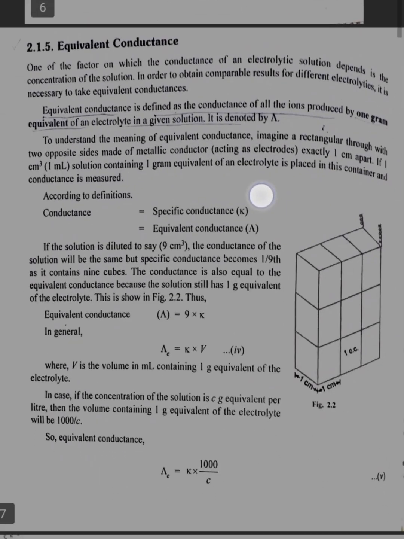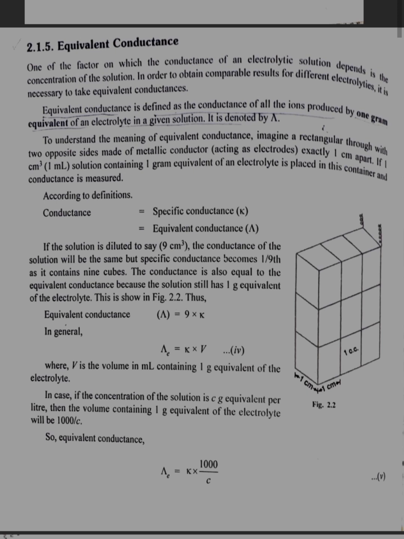Now, equivalent conductance. One of the factors on which the conductance of an electrolytic solution depends is the concentration of the solution. In order to obtain comparable results for different electrolytes, it is necessary to take equivalent conductivities. Equivalent conductance is defined as the conductance of all the ions produced by 1 gram equivalent of an electrolyte in a given solution. It is denoted by lambda.